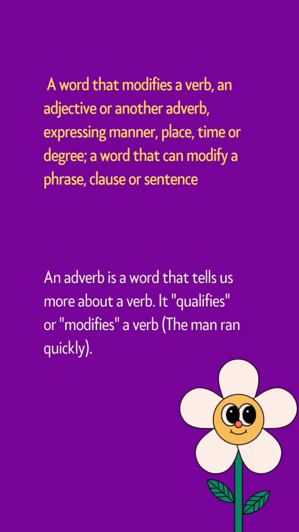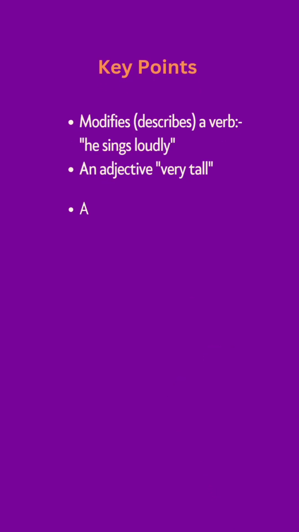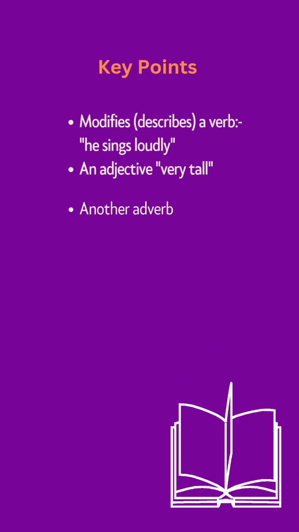For example, the man ran quickly. It is telling about the action, how it happens. So it happened quickly, which means the man ran quickly. Key points: how it modifies a verb.